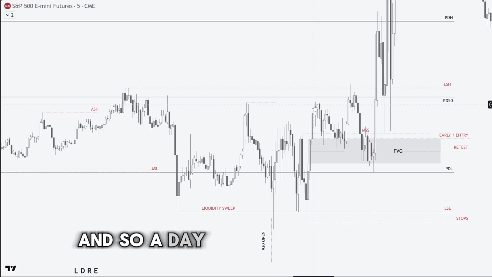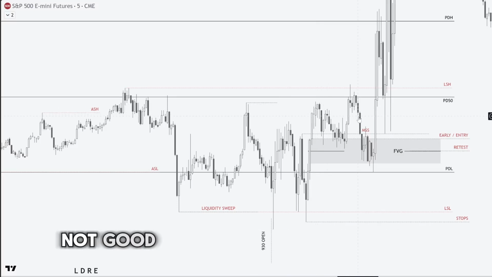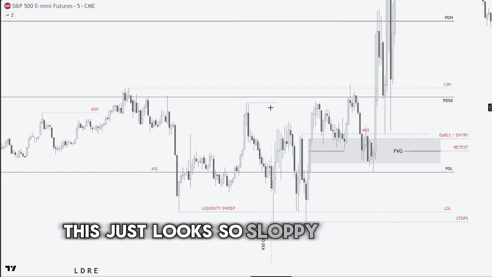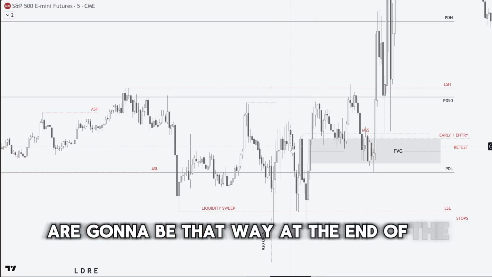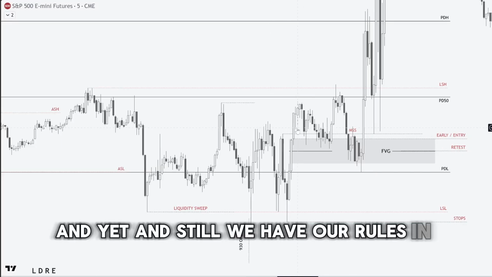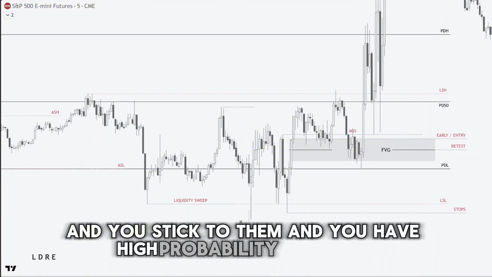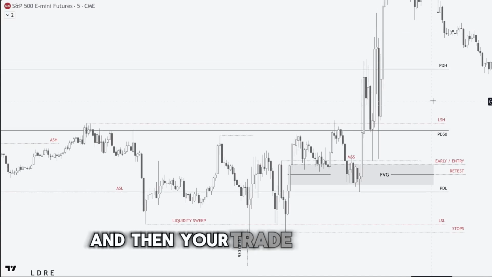And so, a day in a month that is not good as far as volume, structure, order flow, just overall price action. This just looks so sloppy. Most days, because the holidays are coming up, are going to be that way at the end of the year. And yet, and still, we have our rules in place that work, and you stick to them, and you have high probability outcomes. And then your trade idea works.